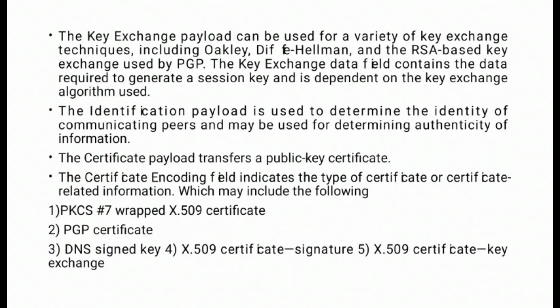And here the key exchange payload can be used with a variety of key exchange techniques, including Oakley and Diffie-Hellman, and RSA-based key exchange used by PGP. The identification payload is used to determine the identity of the communicating peers, and may be used for determining authenticity of information. And the certificate payload transfers public key certificates. Here we have some examples of certificates. The first one is a PGP certificate, the second one is a PKCS #7 wrapped X.509 certificate, and we have some more certificates.